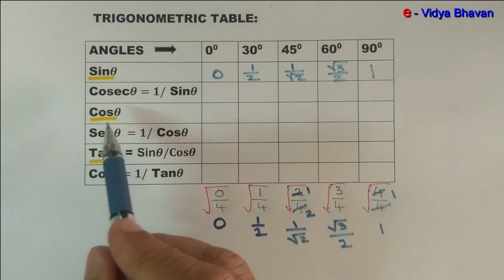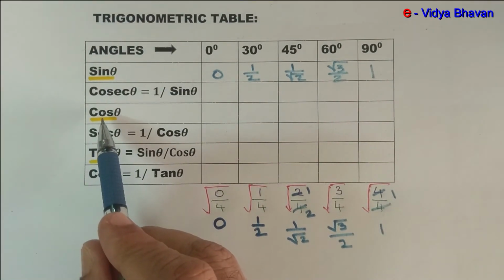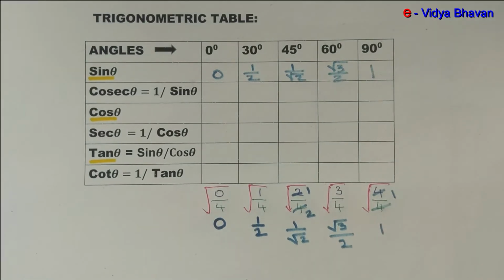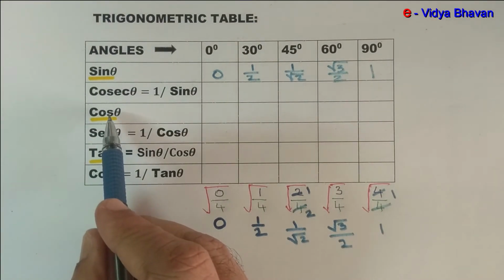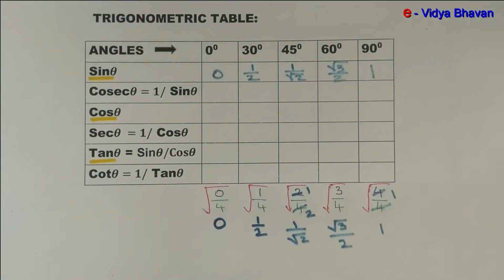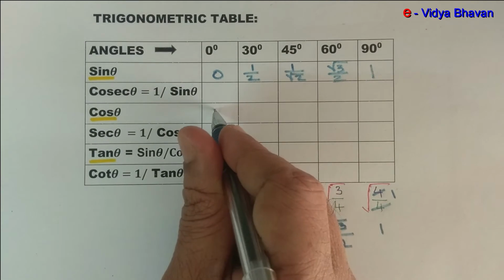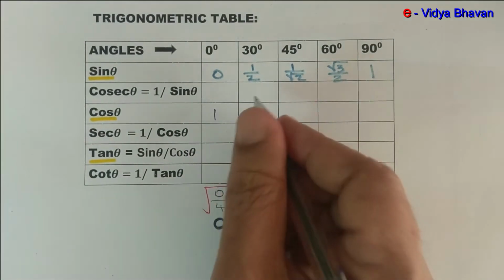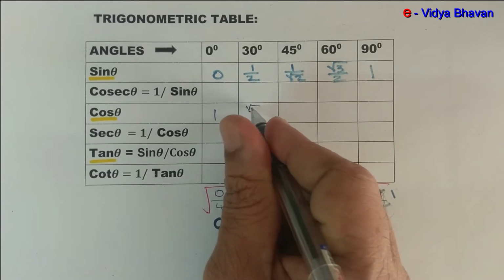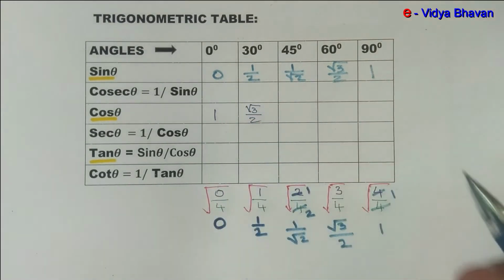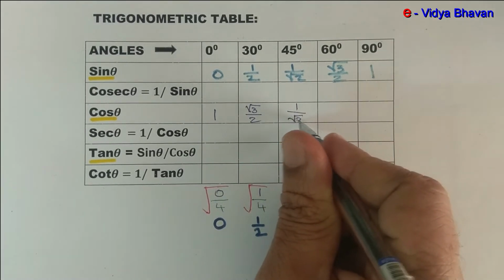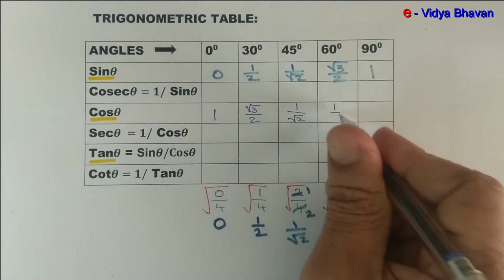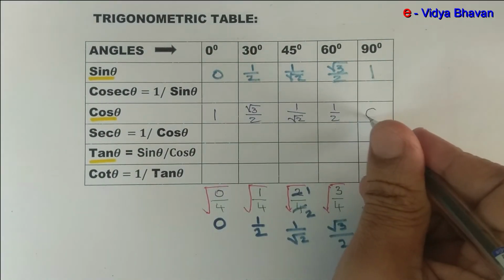Next, let us find the value of cos theta. Cos theta is the reverse of sin theta. I repeat, cos theta is the reverse of sin theta. It means 1 will come here, root 3 by 2 will come here, 1 upon root 2 will come here, half will come here, and 0 will come here.